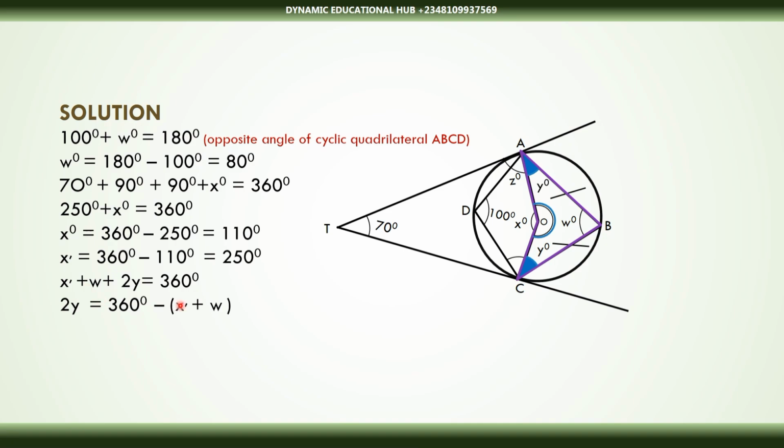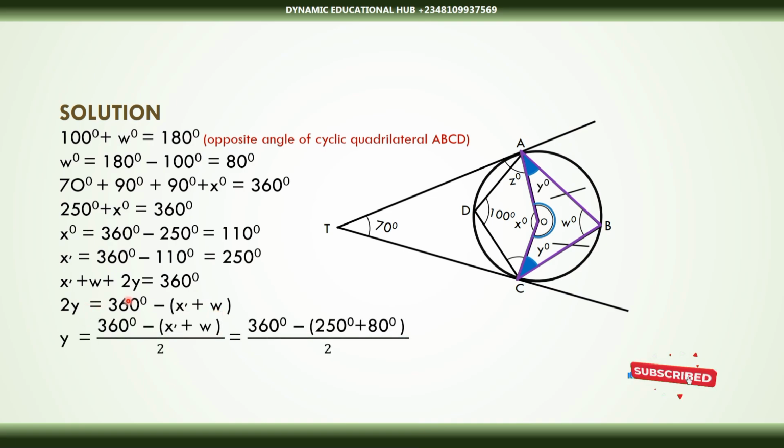We want to make Y the subject of the formula. That is what I'm doing here. Now 2Y will give us 360 minus X prime plus W. Making Y the subject of the formula, divide both sides by 2. We're going to have 360 minus X prime plus W, all divided by 2. Substituting the values of X prime and W, we have 360 minus 250 plus 80 degrees over here, 250 for our X prime. When you do that, you are going to get 360 minus 330 over 2, since 250 plus 80 degrees will give us 330.